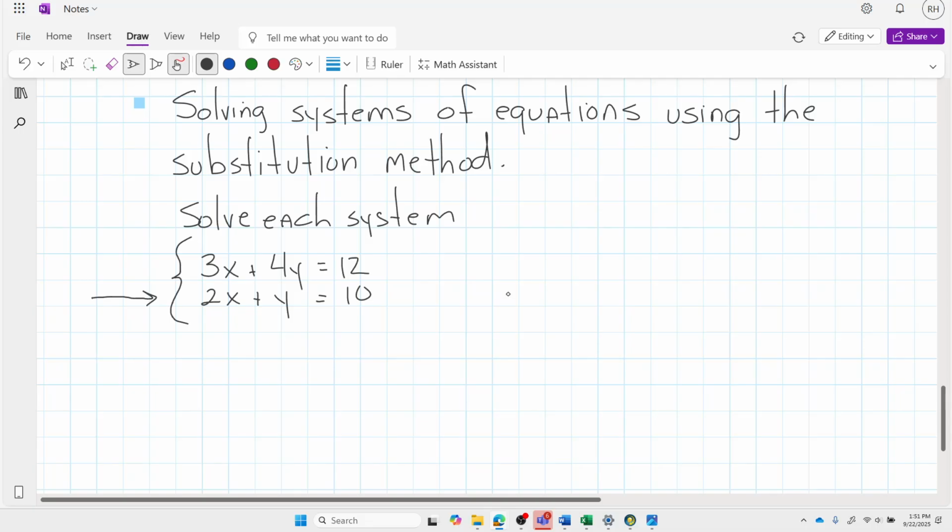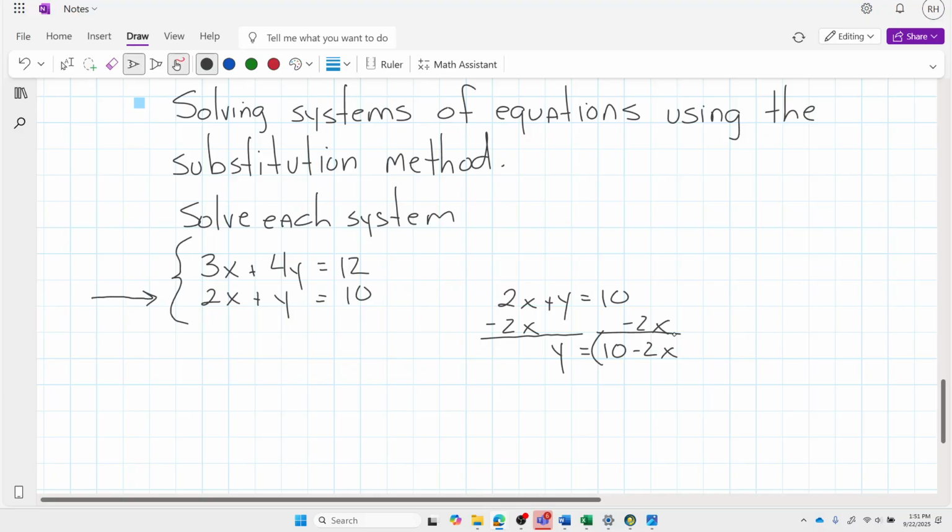we've got 2x plus y that's equal to 10. And it would be very simple to solve for y right here, because you could just subtract 2x from each side. So y is equal to 10 minus 2x.